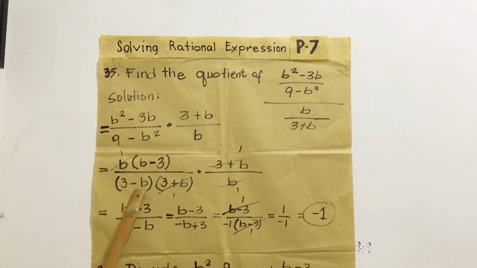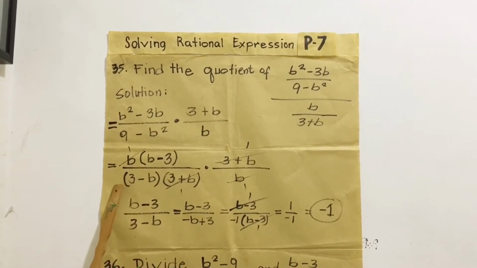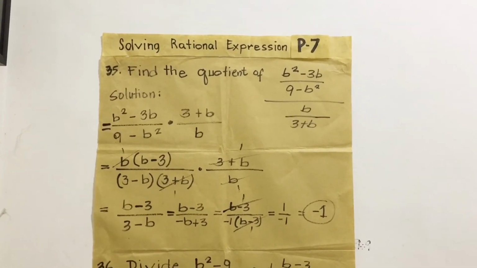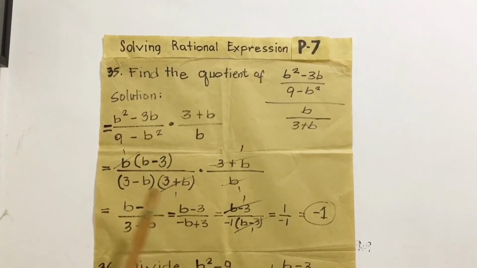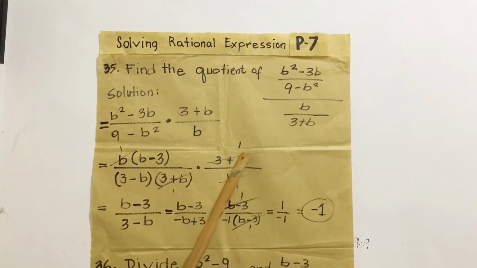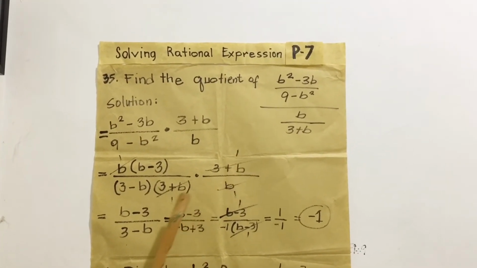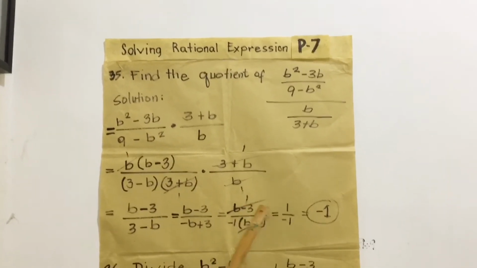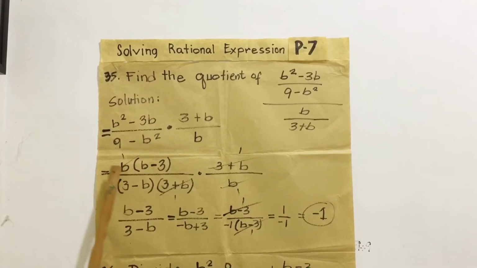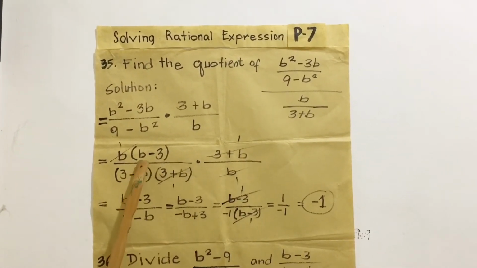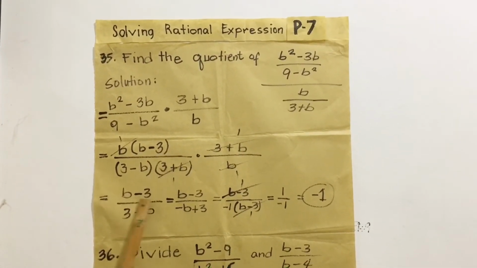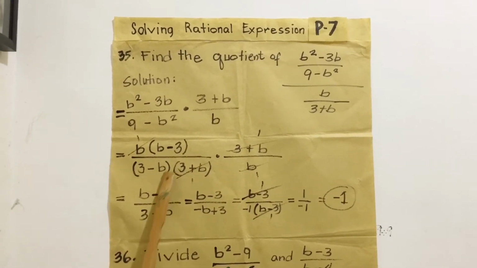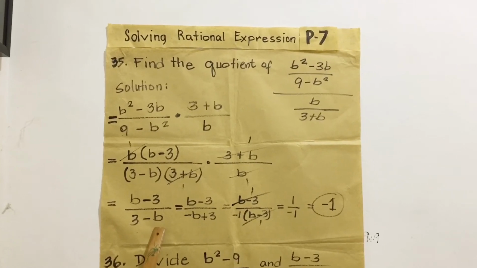Then in this part, we're going to cancel the same. Okay, 3 plus b is the same, so we're going to cancel, writing 1 and 1. B and b are the same, we're going to write 1 and 1. Then multiply. 1 times 1 equals 1, 1 times b minus 3 equals b minus 3. Then 1 times 3 minus b equals 3 minus b.